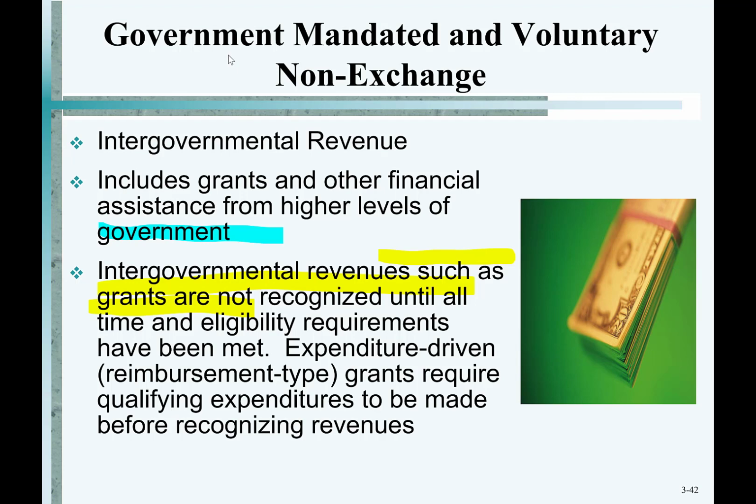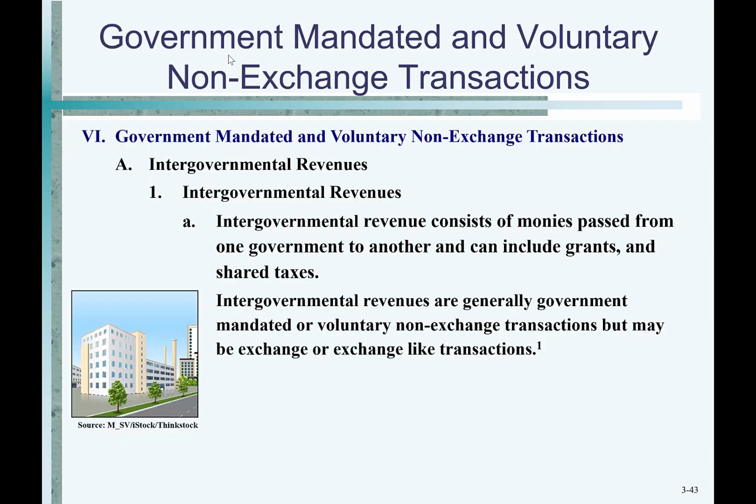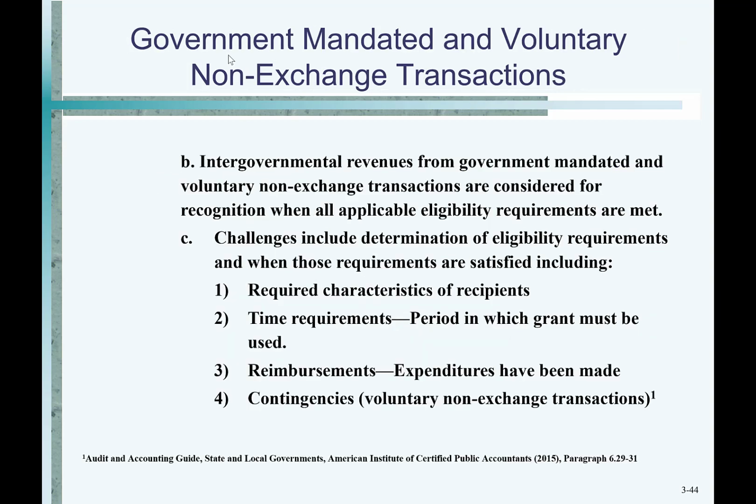Okay, good. Now let's take a look at what happens with our government-mandated involuntary non-exchange, our last category of non-exchange. Now, you can see these four required characteristics of the recipient. Required characteristics of the recipient: am I a county? Are they giving this money to counties? That's almost a who-cares criteria there. Time requirements: the period in which the grant must be used.